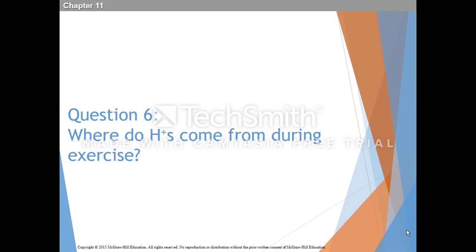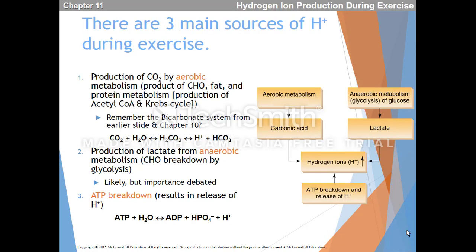For this set of slides, we will be talking about the effect of exercise on hydrogen ion concentration, or pH. Our first question is, where do hydrogen ions come from during exercise? You should know that there are three main sources of hydrogen ions during exercise.